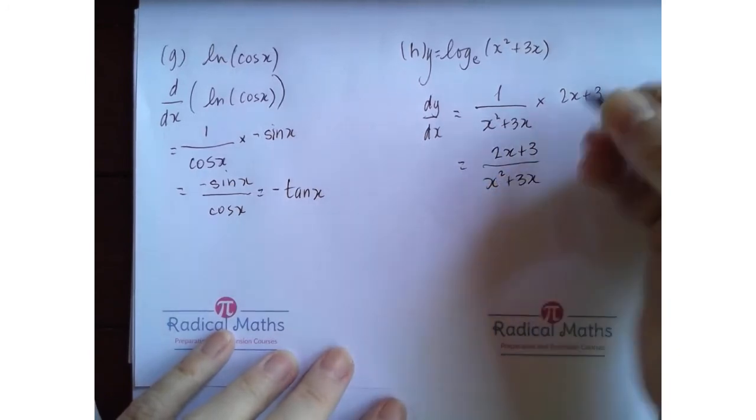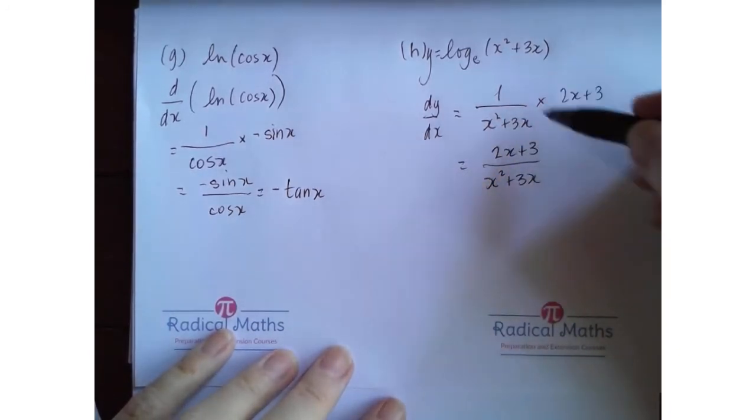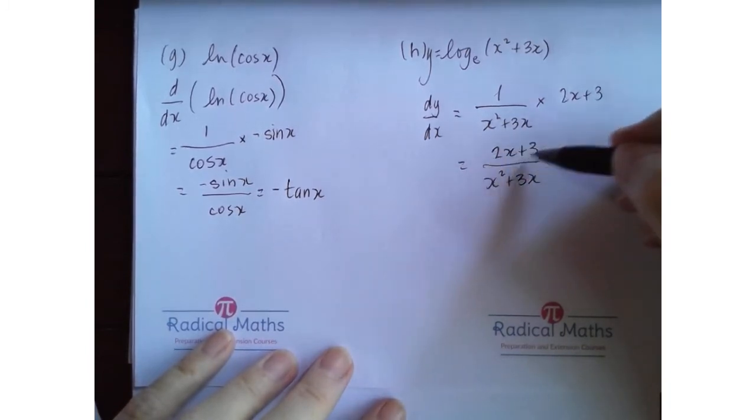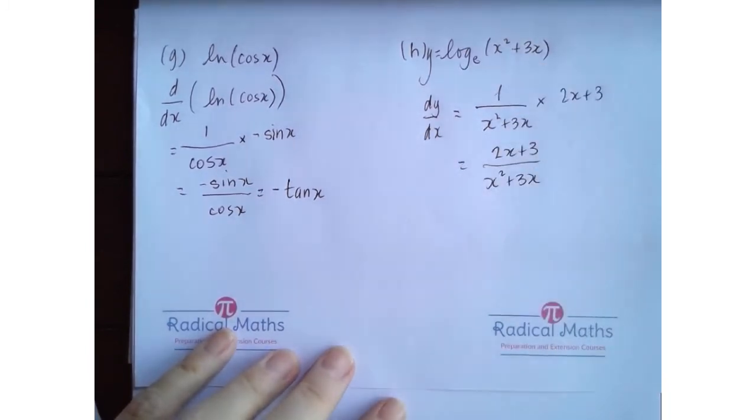And take note of that, that you're looking now at one of those things that's got the function's derivative on top. So when I go backwards, I'm going to end up with an ln or a log base e of that one. Okay, that's it for question 2.